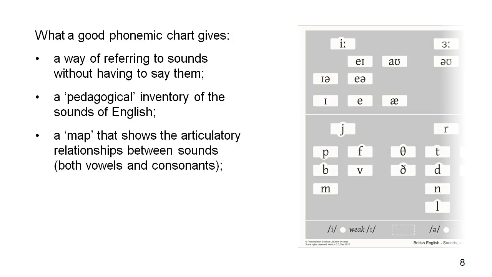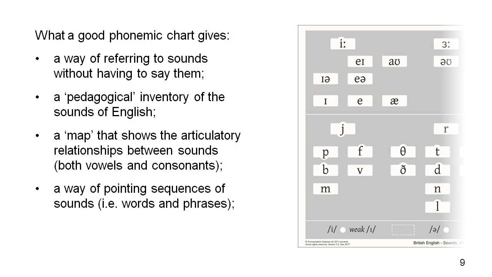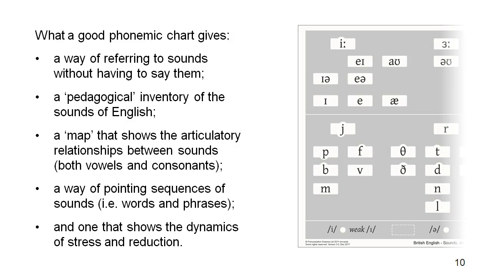Thirdly, we would like a chart to be like a map, showing the various relationships between sounds. Most charts make some attempt to do this for consonants, and then they arrange the vowels based on acoustics. Our charts clearly show articulatory relationships for both consonants and vowels. Fourthly, we want a chart to be a way of pointing sounds and sequences of sounds, i.e. words and phrases, effectively in the classroom. And fifthly, we want our English chart to reveal the dynamics of stress and reduction in words, because these are two features of English pronunciation that are intrinsic to words and that students struggle with.